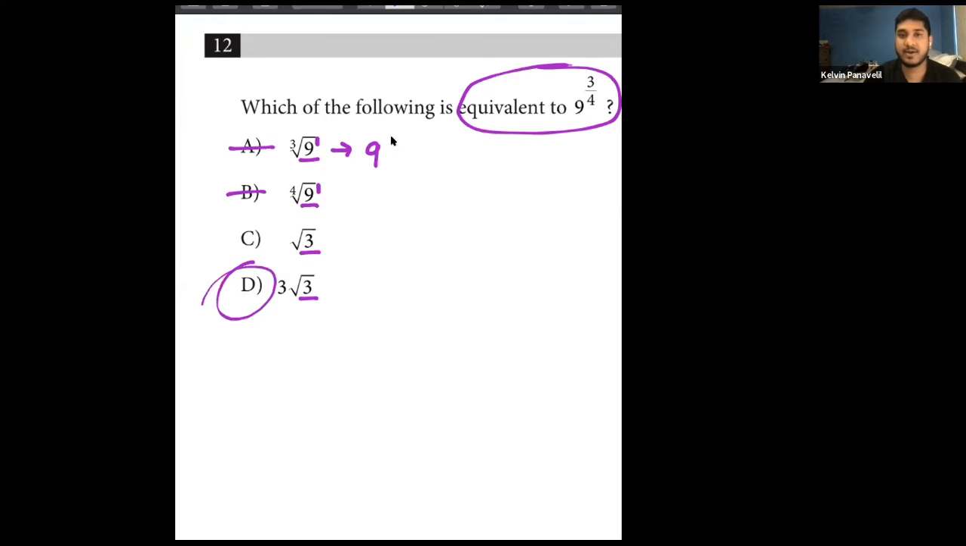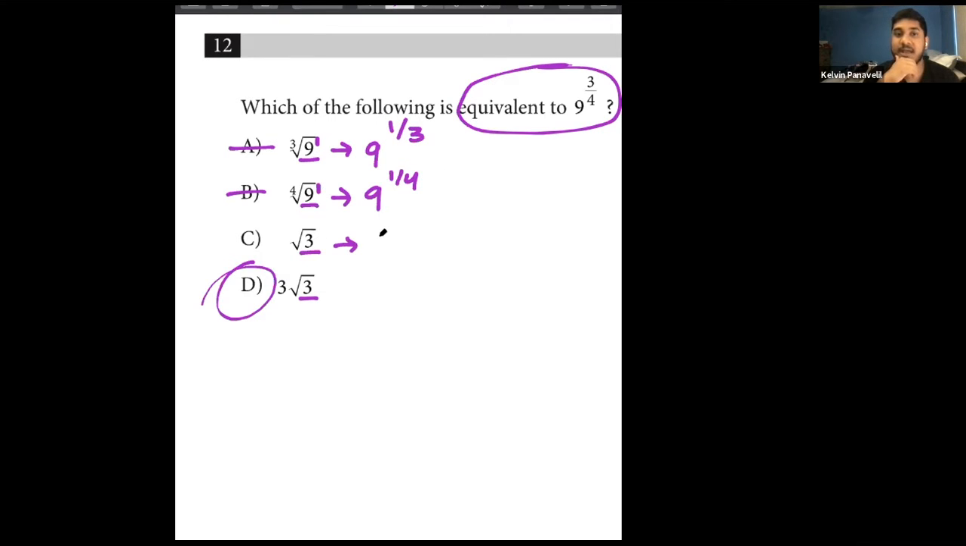Cool, right? 9 to the 1/3. 1/3 is not 3/4, so A is out of the picture, right? Now B is 9 to what? To what power? Awesome. 1/4, same deal, right? That's not equal to 3/4, out of the picture.